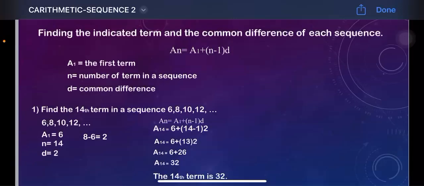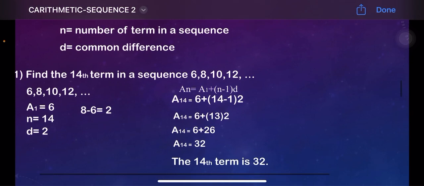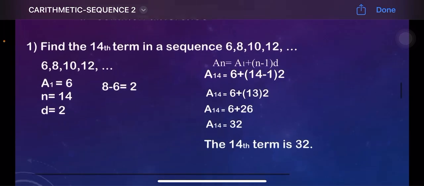Now, we have to find the indicated term and the common difference of each sequence. We have here the formula: a sub n equals a sub 1 plus n minus 1 times the common difference, or times d. Definition of terms: a sub 1 is the first term, n is the number of terms in a sequence, and d is the common difference. Remember that, everyone, because we are going to use it in our example.